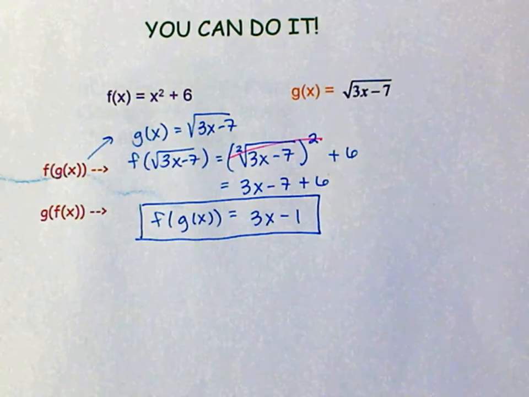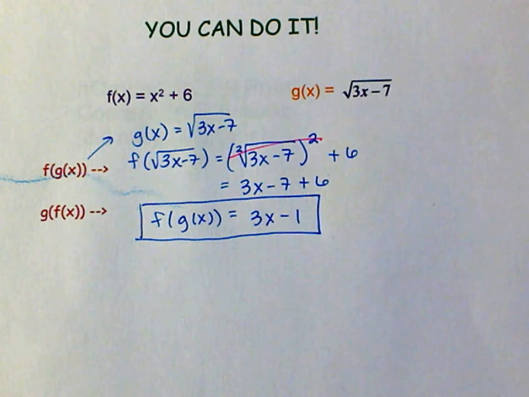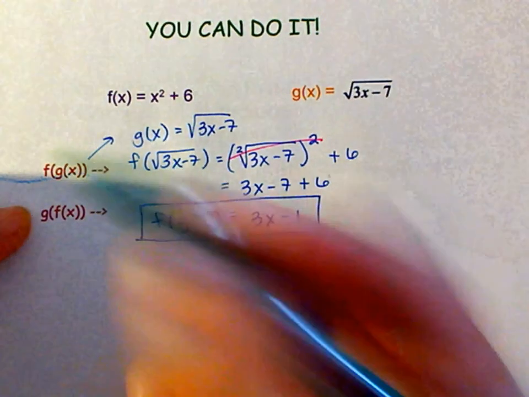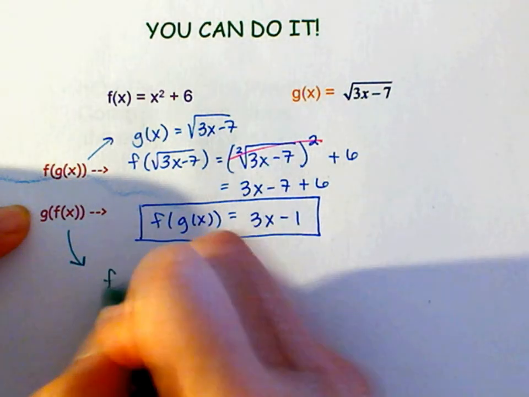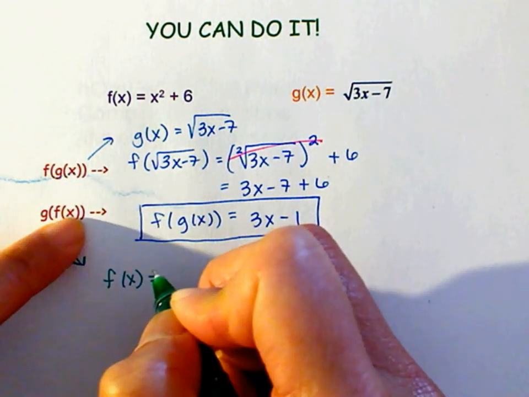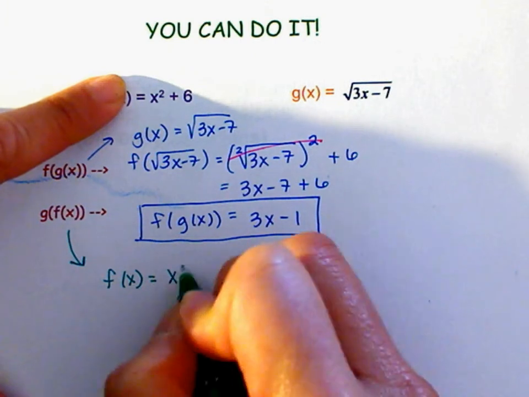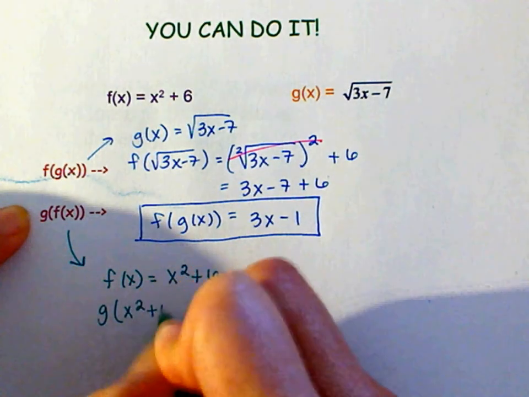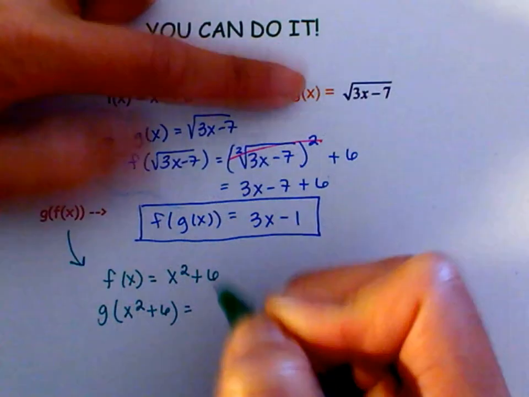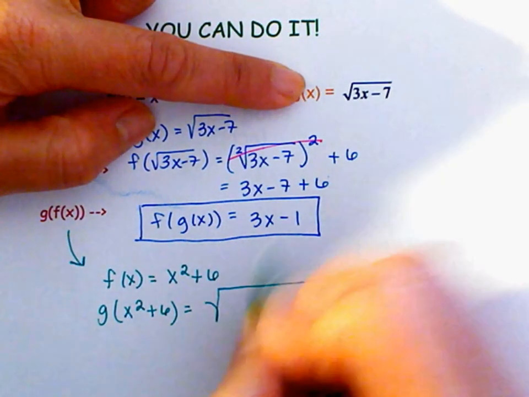Okay, let's go to the next example. We're going to do f of x first. Remember, inside out. So you have x squared plus 6. Here's your g. Your g has a new x. So there's g. Square root 3 times x squared plus 6. Bring down negative 7.